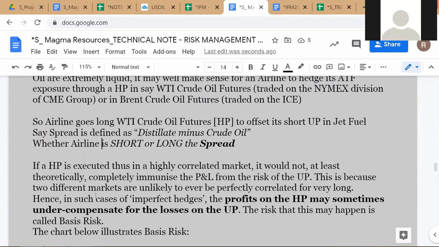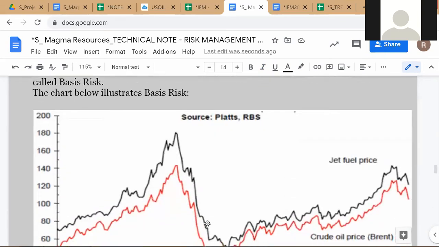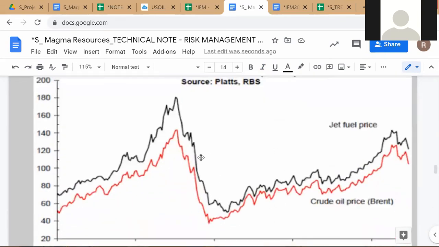Because we started our discussion of basis risk with the concept of the airline having a position. It obviously has a position in jet fuel, and it does not want to hedge in jet fuel because it does not like the liquidity of the jet fuel market. So it hedges in crude oil futures, and therefore it creates a spread position. It creates some basis risk because the difference between the two is not constant.